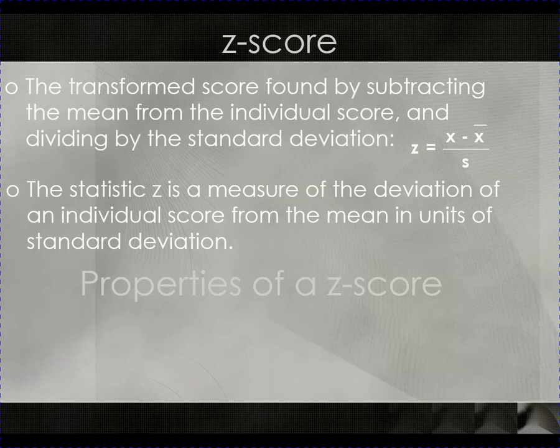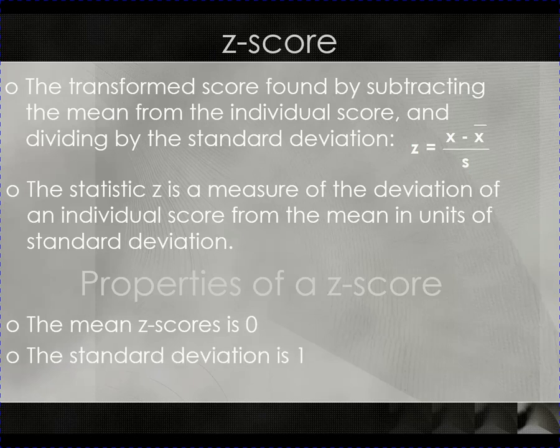The statistic Z is a measure of the deviation of an individual score from the mean in units of a standard deviation. What that means is that the mean of all the Z-scores would be 0, and what's really helpful is that it sets the standard deviation to 1. So you can talk about being 1 standard deviation from the mean, or 0.5 standard deviations from the mean. We're going to do a couple of examples finding Z-scores, and again, this is a very helpful score.